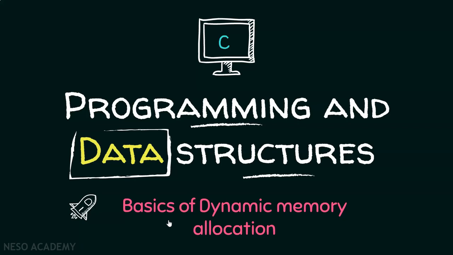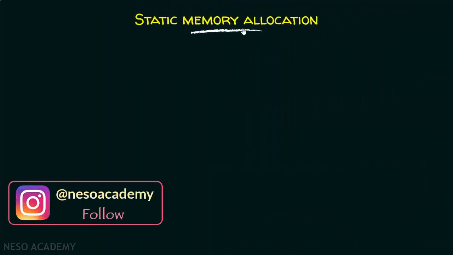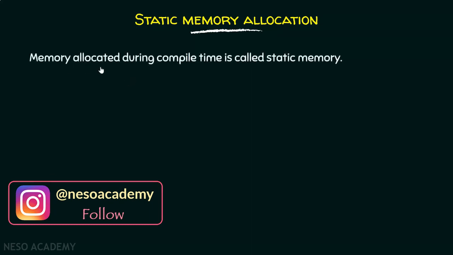Here in this presentation, we will discuss some of the basics of dynamic memory allocation. So let's get started. First, we will discuss static memory allocation, then we will move to dynamic memory allocation. Memory allocated during compile time is called static memory.